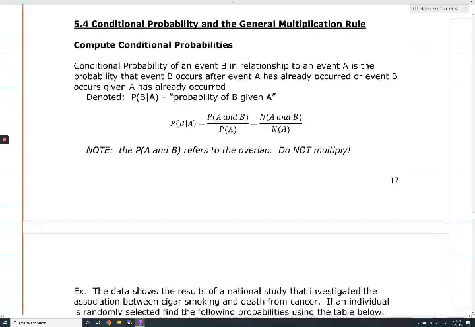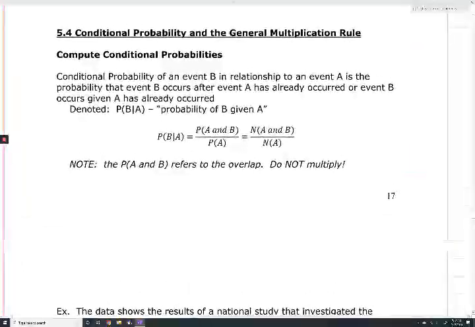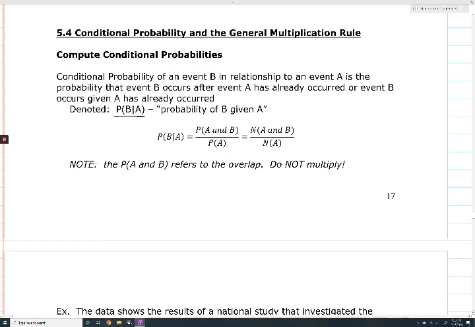So when we talk about conditional probabilities, we're talking about events that are related to each other and impact each other. So when we're using conditional probabilities, we use P of B bar A. So B and then bar and then the A. And so it's pronounced the probability of B given A. So that little line represents given. So this guy right here is our given. B given A.